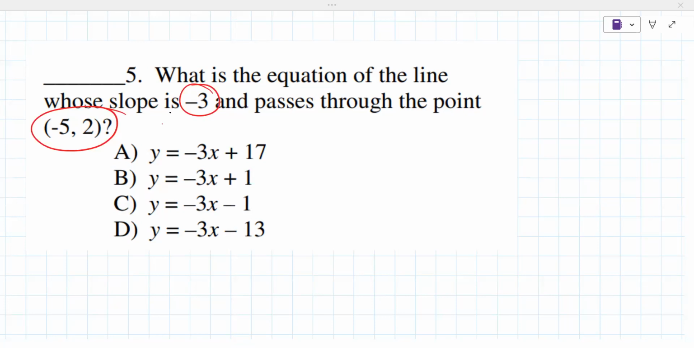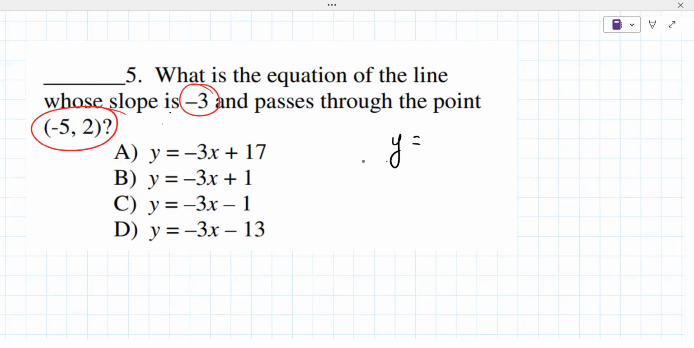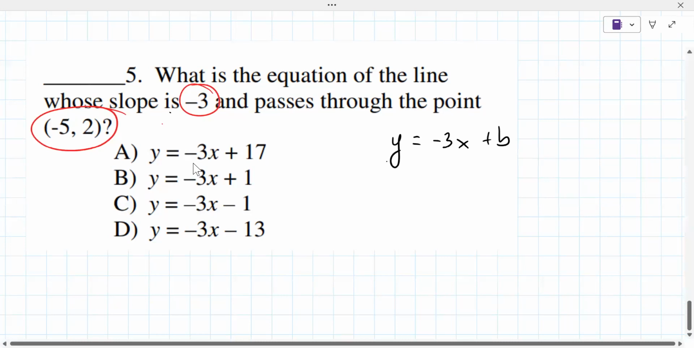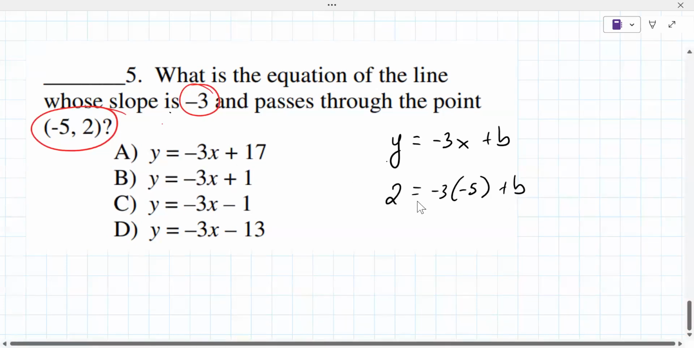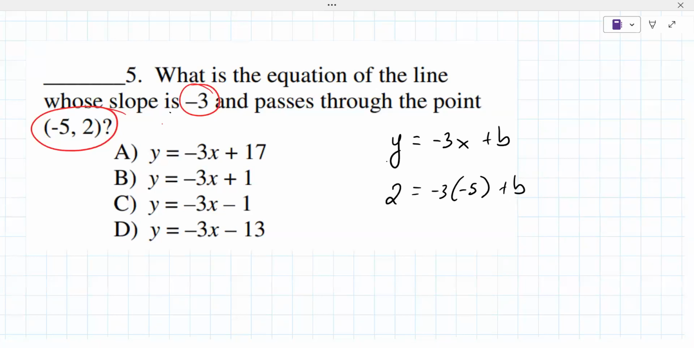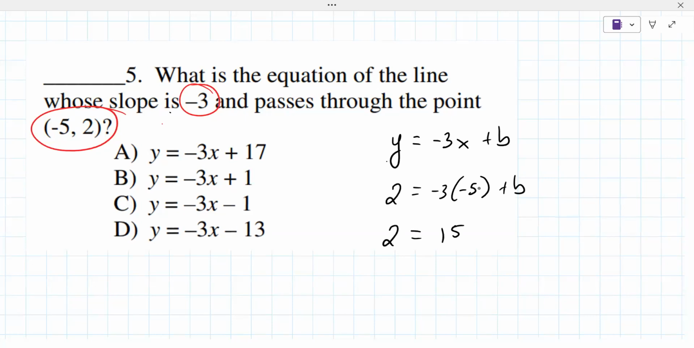D. Okay, take a look here. So we got y equals minus 3x plus b. So notice that they all are minus 3x. That doesn't help you in this situation. And you put in 2 equals minus 3 times minus 5 plus b. Is that what you have written? Do you have this written as your next line? Mm-hmm. Okay. What is minus 3 times minus 5? 15. So do you have this written?